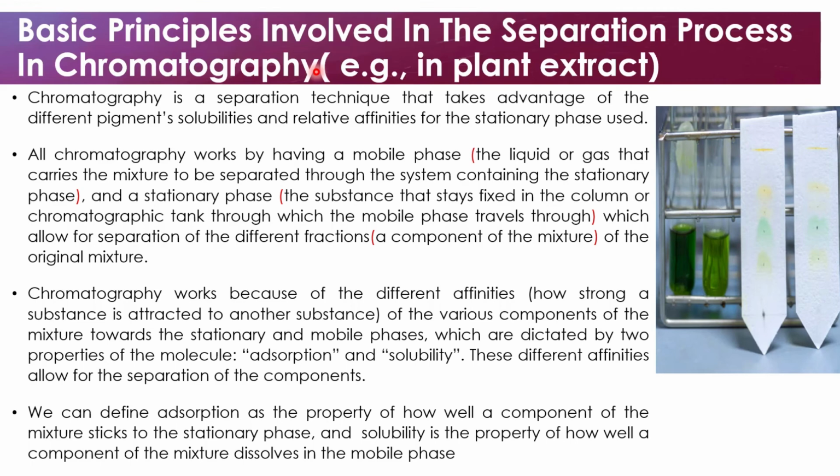And when we talk of the mobile phase, it is the liquid or gas that carries the mixture to be separated through the system containing the stationary phase. So in liquid chromatography, the mobile phase is liquid, and in gas chromatography, the mobile phase is gas. The stationary phase is the substance that stays fixed in the column or chromatographic tank through which the mobile phase travels. And the fraction is the component of the original mixture.